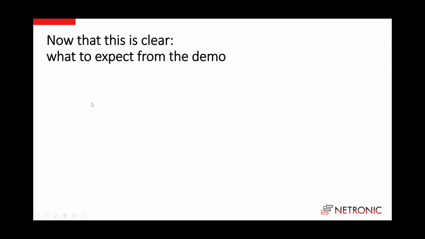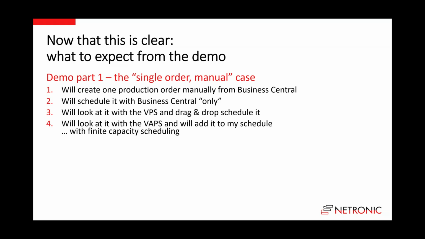So now let's talk what you can expect from the demo that is going to come. The demo will break into two parts. The first part is what I call the single order manual case. So we look at one additional production order that we add to the schedule, and we will create the one production order manually from Business Central. We will then schedule it with Business Central only. We will look at it with the VPS and then drag and drop schedule it.